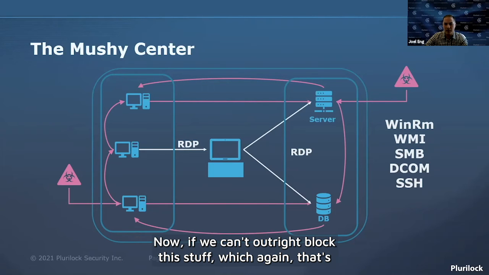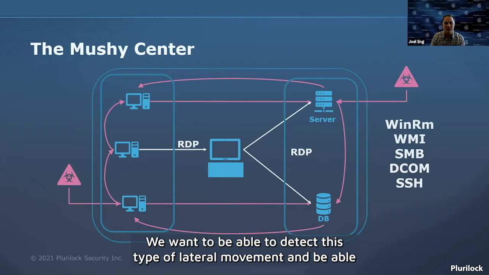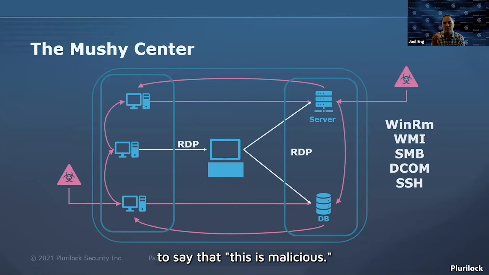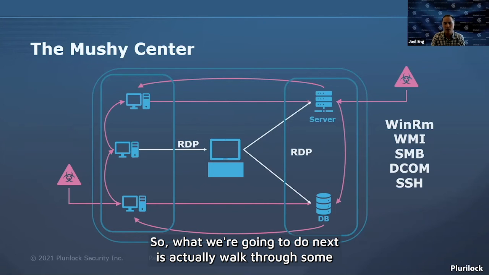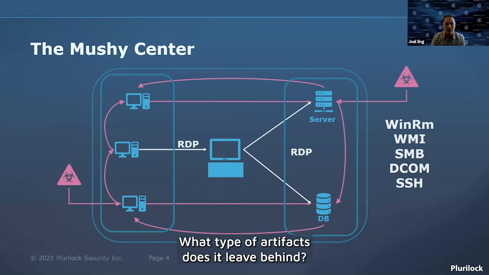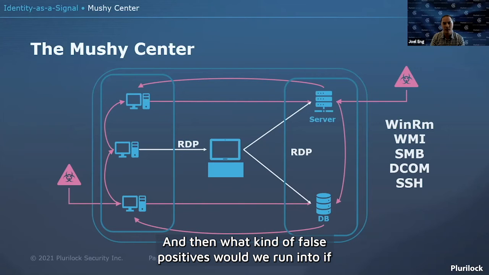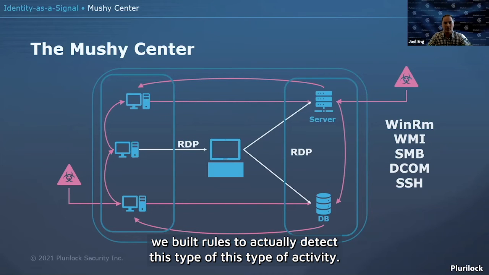Now, if we can't outright block this stuff, which again is a very difficult thing to do without breaking your environment, we want to be able to detect this type of lateral movement and be able to say that this is malicious. So what we're going to do next is walk through some rule building exercises. We're going to start by determining what lateral movement really looks like, what type of artifacts it leaves behind, and then what kind of false positives we would run into if we built rules to detect this type of activity.